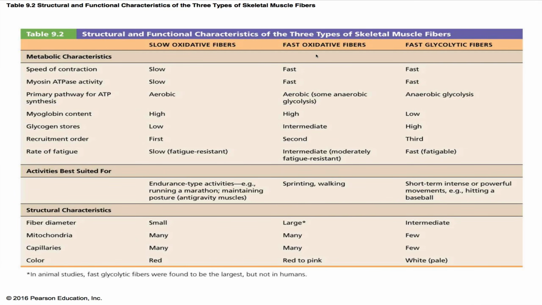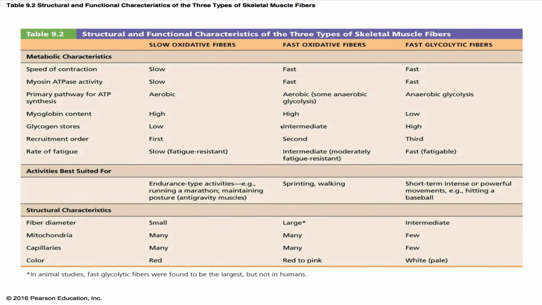It's fast oxidative fibers. Now, fast oxidative fibers also use an aerobic pathway, which means it requires oxygen. Because of that, we're going to see a high myoglobin content. Because we have a high myoglobin content, we're going to have many capillaries as well, and the color will also be red to pinkish in here too.